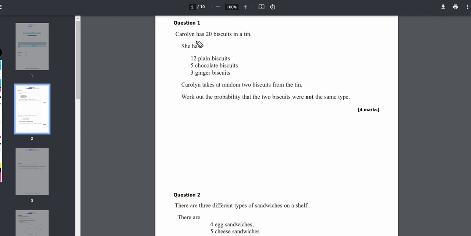It says Caroline has 20 biscuits in a tin. She has 12 plain biscuits, 5 chocolate biscuits, and 3 ginger biscuits. Caroline takes at random 2 biscuits from the tin. Work out the probability that the 2 biscuits were not the same.